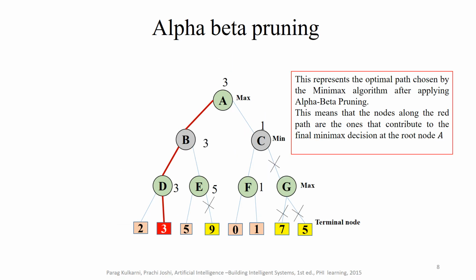Here this is representing the optimal path chosen by the min-max algorithm after applying the alpha beta pruning, which means the nodes along the red path are the ones that contribute to the final min-max decision at the root node A.